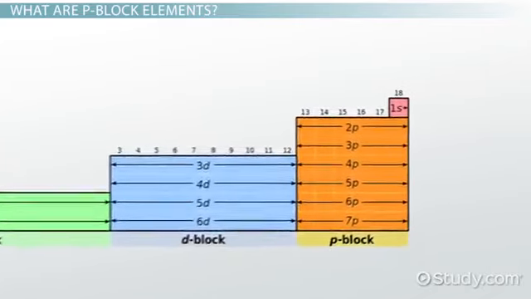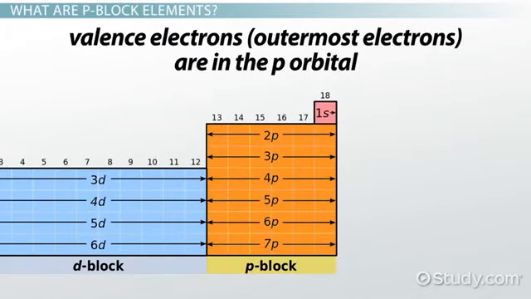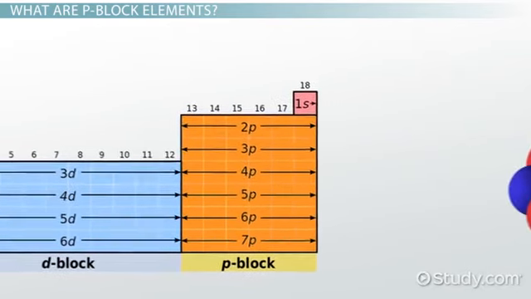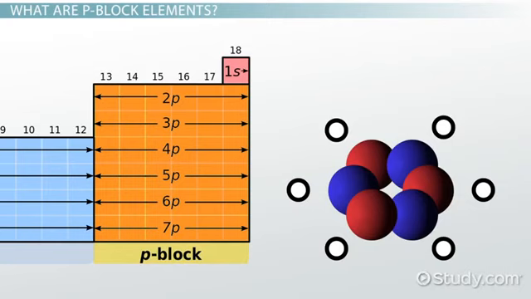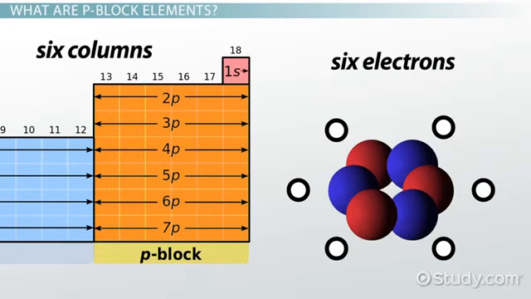P-block elements are unified by the fact that their valence electrons, outermost electrons, are in the p orbital. The p orbital consists of 6 lobed shapes coming off a central point at evenly spaced angles. The p orbital can hold a maximum of 6 electrons, hence why there are 6 columns in the p-block.